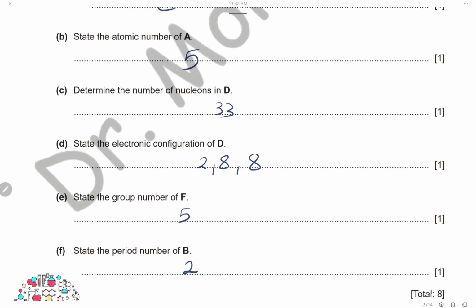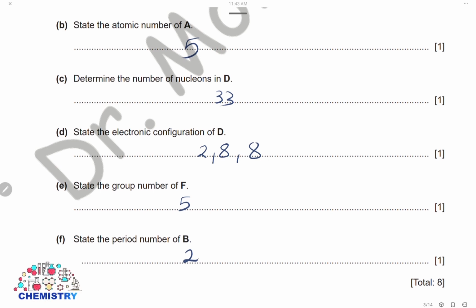The group number of F. The group number is equal to the number of outer shell electrons. So we will go for F. F has 15 electrons. They will be distributed as 2, 8, 5. The outer electrons are 5. So the number of the group is 5. F is in group 5.